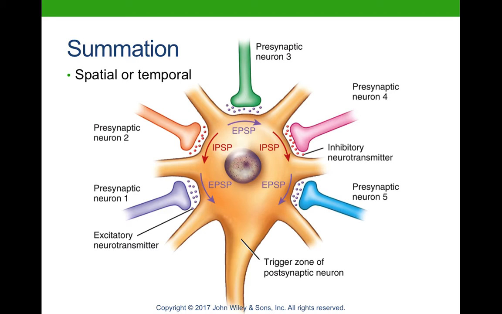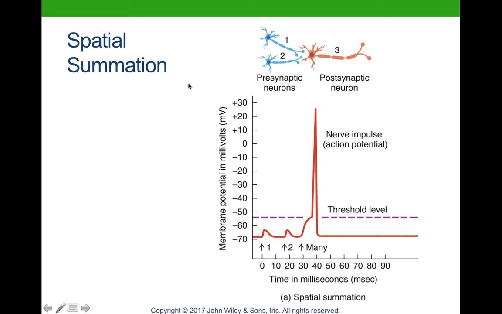Next is summation. Remember we said that summation was taking more than one synapse at the same time and creating a combined effect that might generate a nerve impulse. So if we have several presynaptic end bulbs, we're showing 5 here, releasing their neurotransmitter at about the same time, this combined effect may generate a nerve impulse due to summation. Summation can then be spatial or temporal.